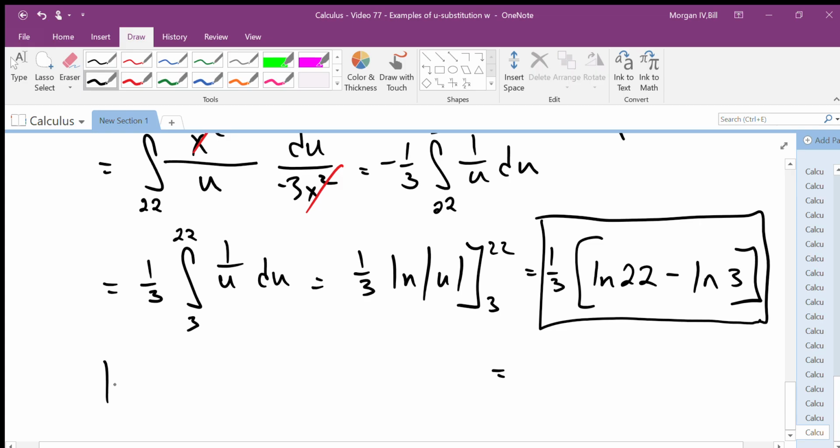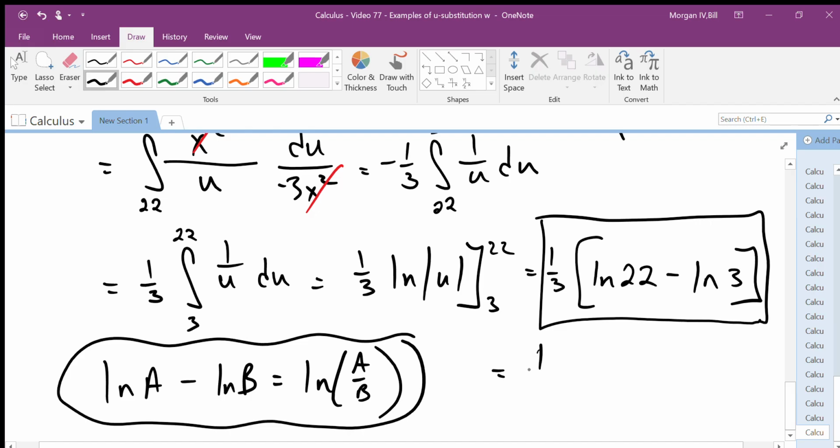You could use properties of logarithms. Remember logarithmic properties, the natural log of a minus the natural log of b is the same thing as the natural log of a divided by b. So we could also say this is equal to 1/3 natural log of 22 over 3. Same answer.